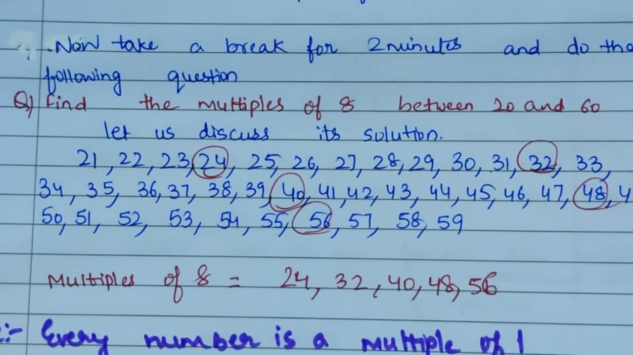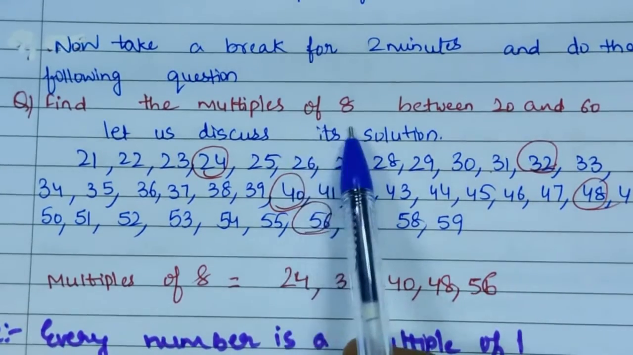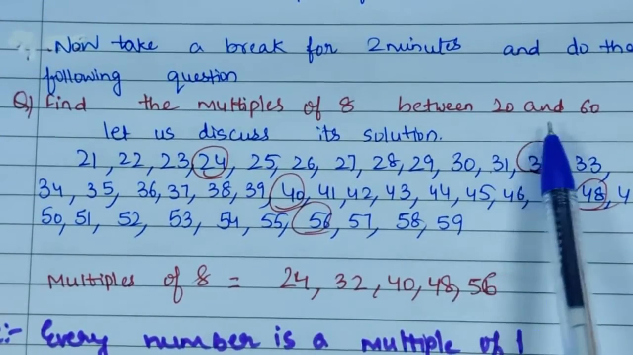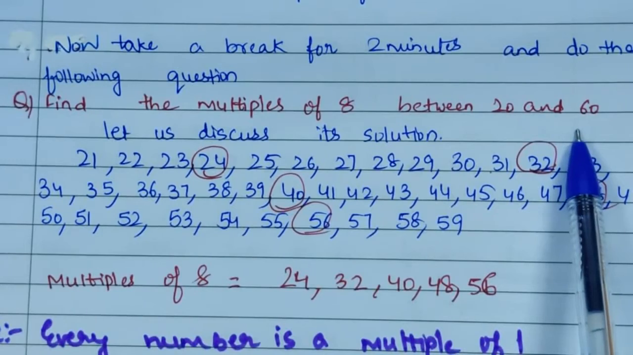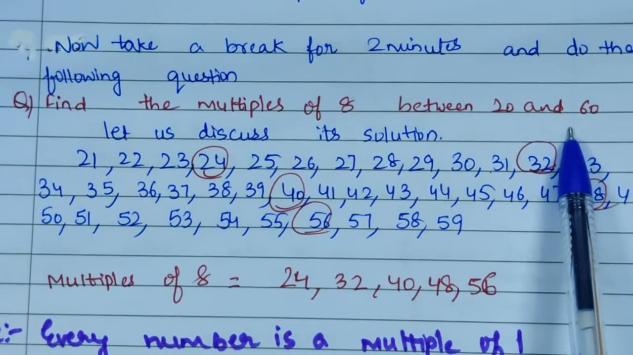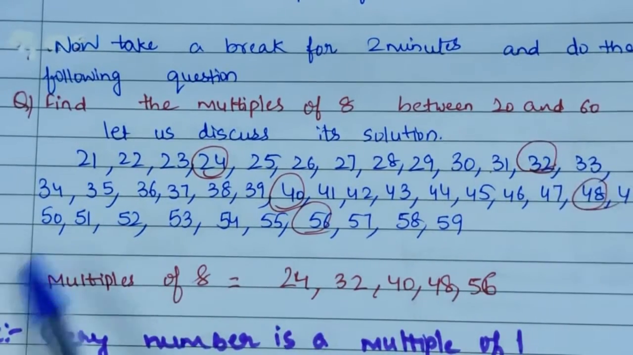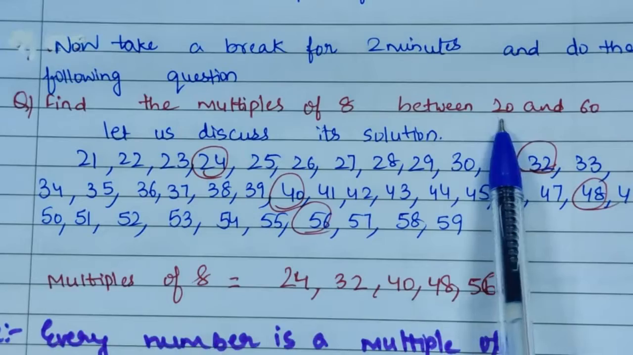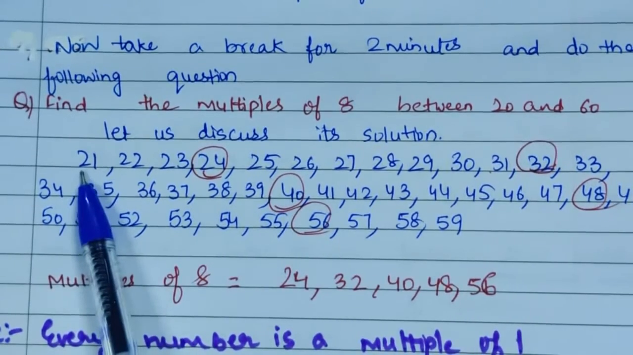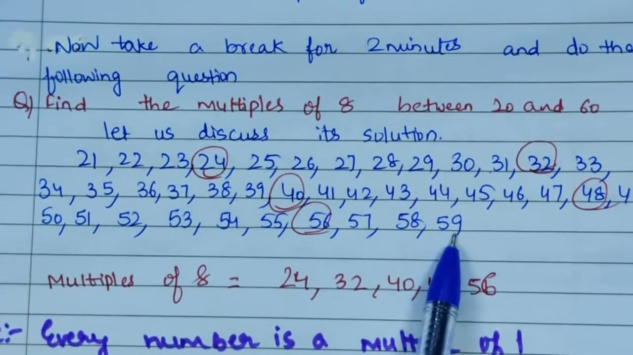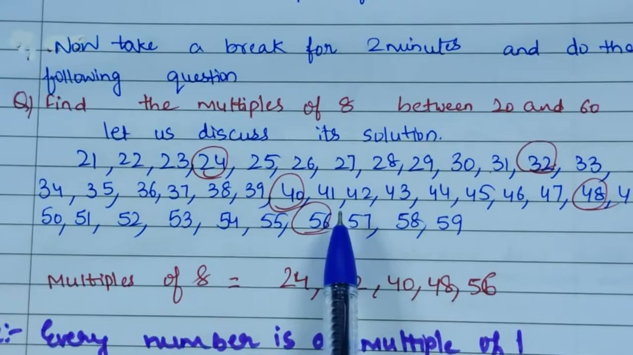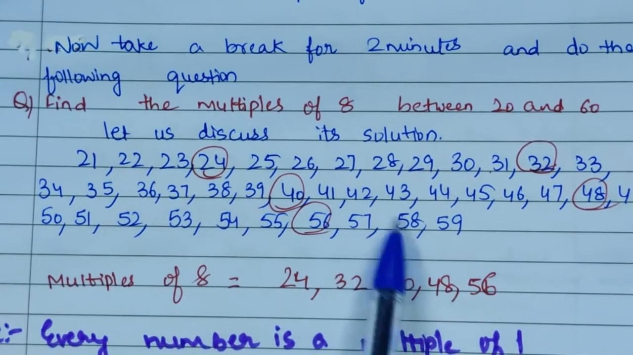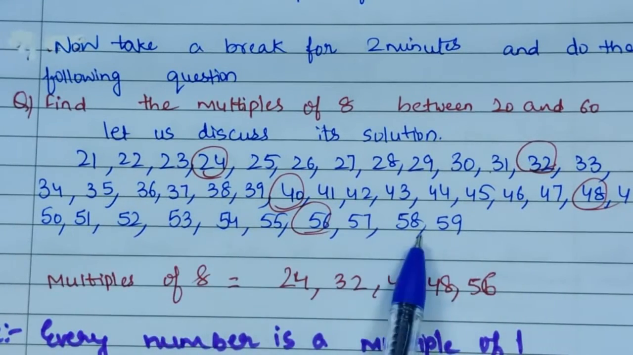Now children, take a break for 2 minutes and do the following question. Find the multiples of 8 between 20 and 60. Break is over now. Let us discuss its solution. If you see, I have written the numbers from 21 to 59. You can write directly. First time we are doing, that's why I have explained it properly.